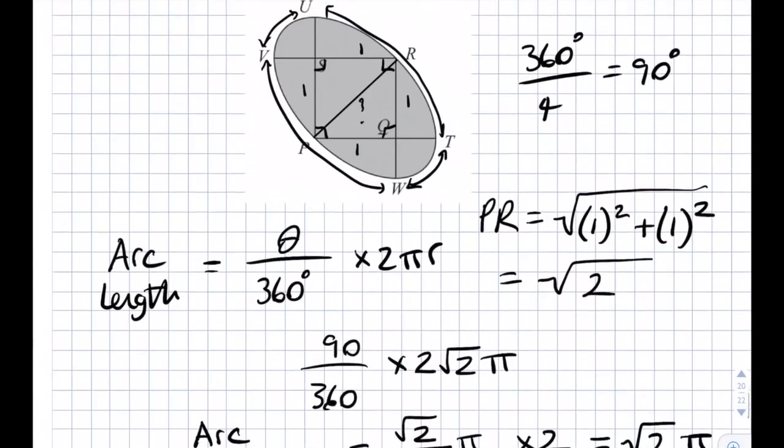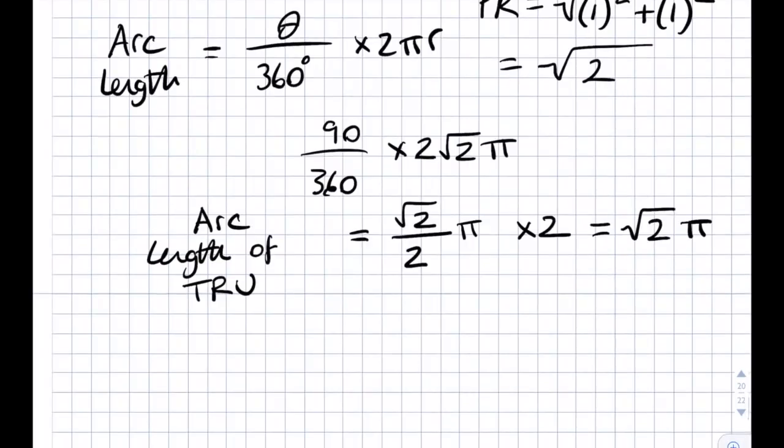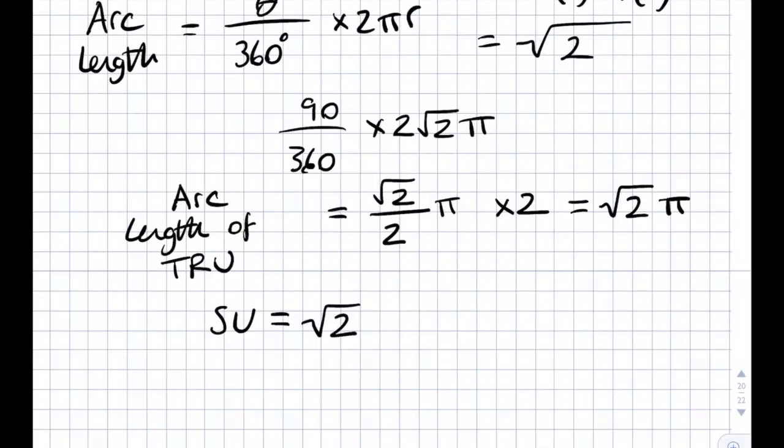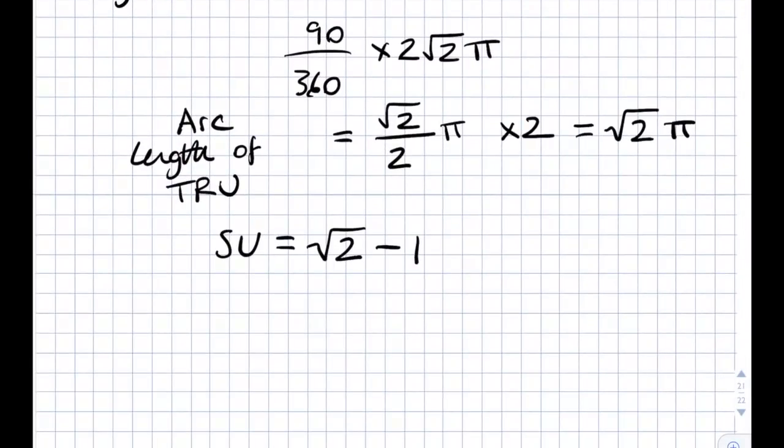But now we need to find the arc lengths of UV and TW. So how are we going to do that? Well, we know that PU and PT are equal to root 2. We need to find this length, SU, which will be our radius. We know that PS is 1, and PU is root 2, so SU must be equal to PU, which is root 2, minus PS, which is 1. Therefore your radius is going to be equal to root 2 minus 1.